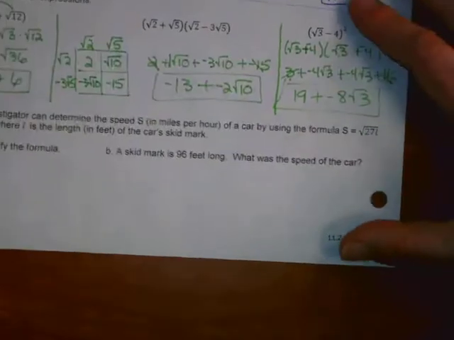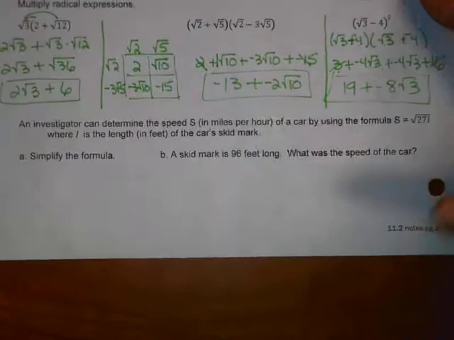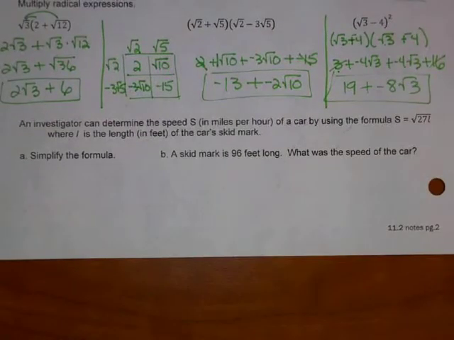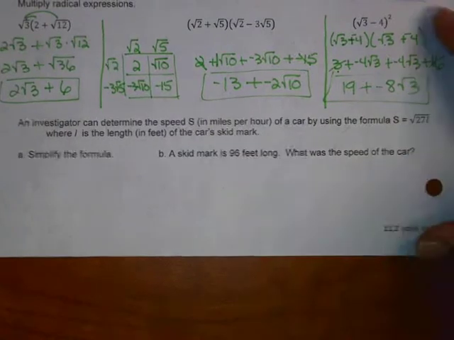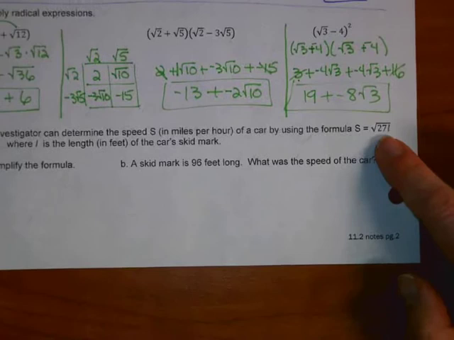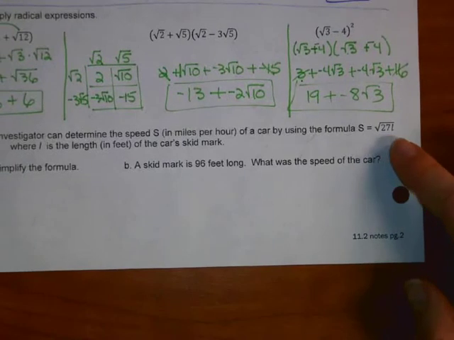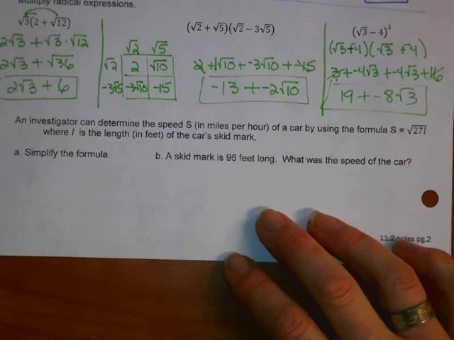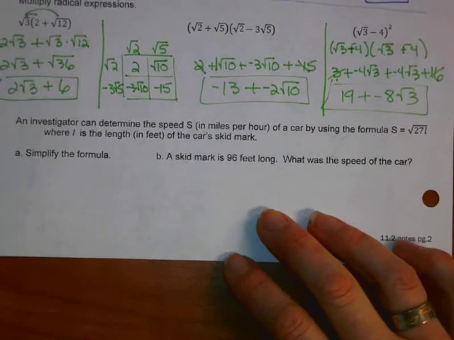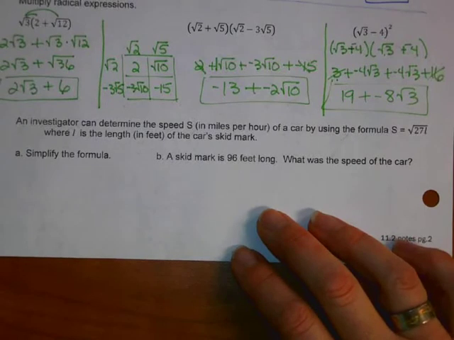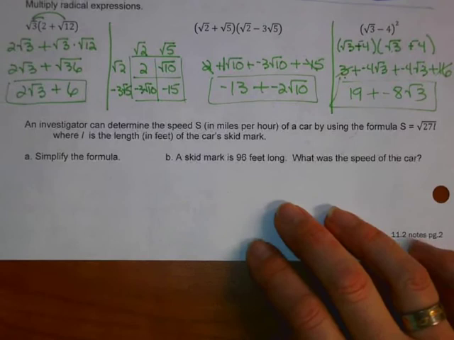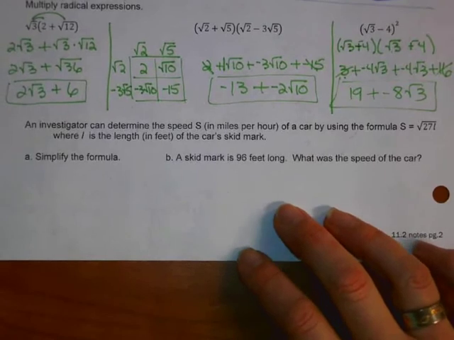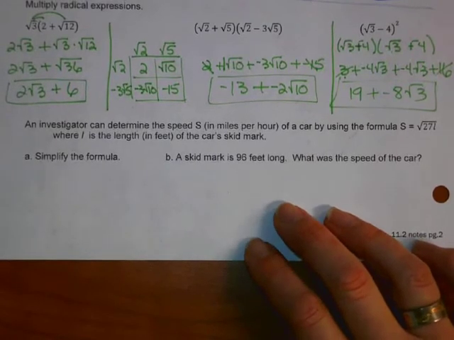Okay. So this is a crash investigator. An investigator can determine the speed in miles per hour of a car by using the formula S equals the square root of 27L, where L is the length in feet of the car's skid mark. So if there's an accident on the highway, they can tell how long somebody actually did brake. Perhaps that's the reason they need to find out how long they actually did brake before they stopped.